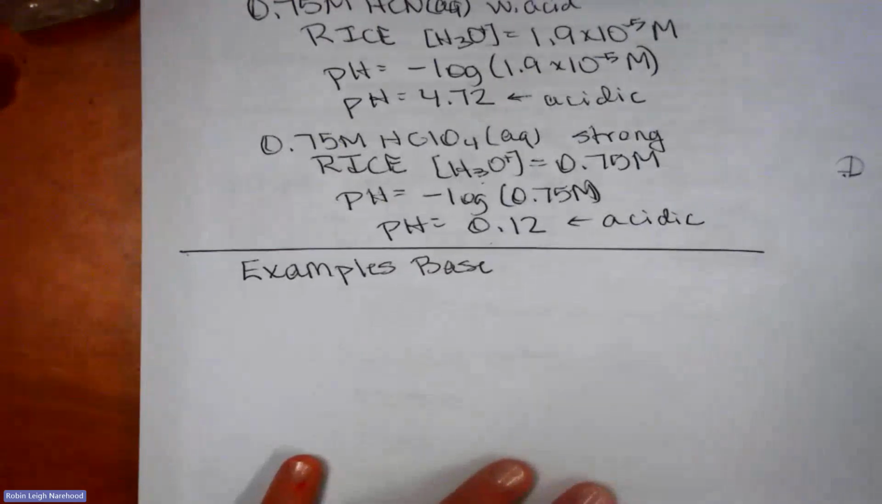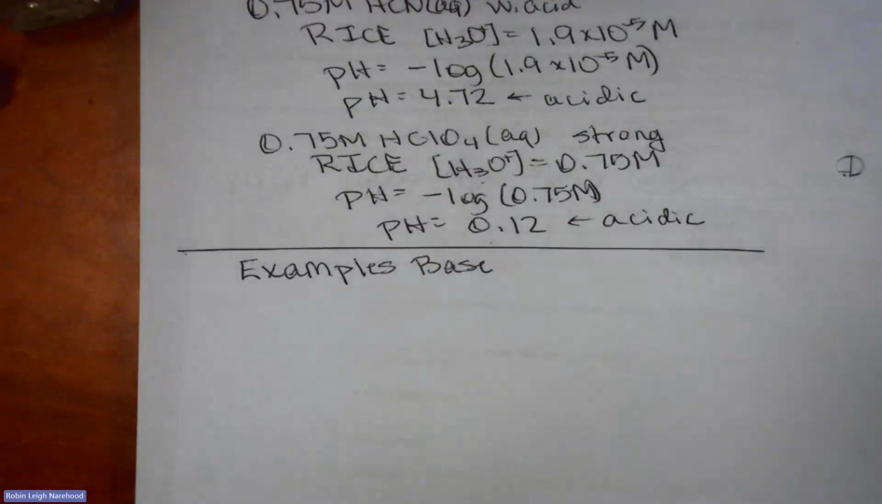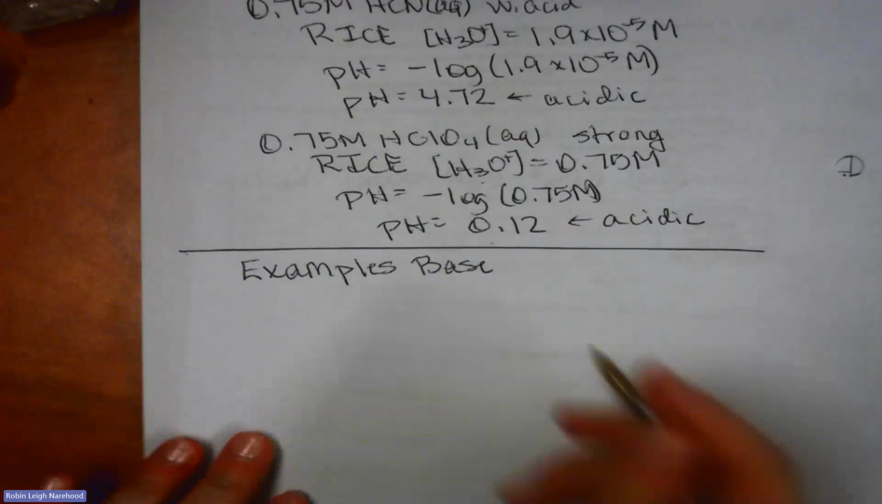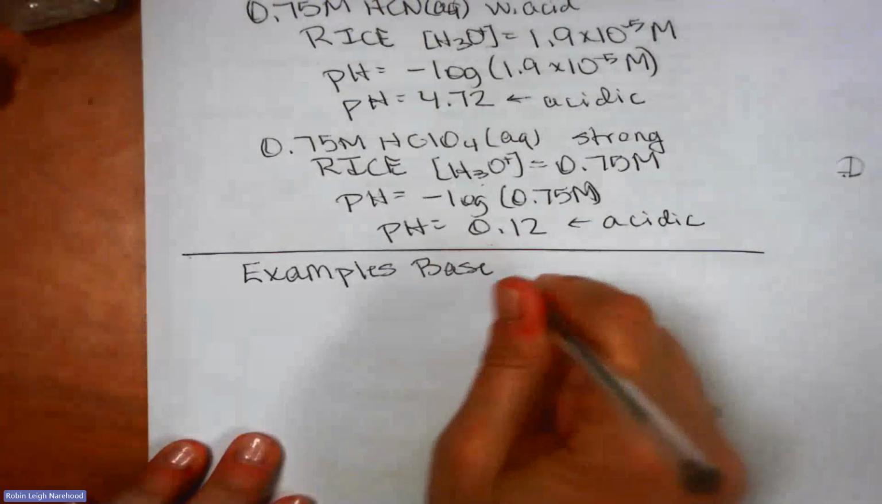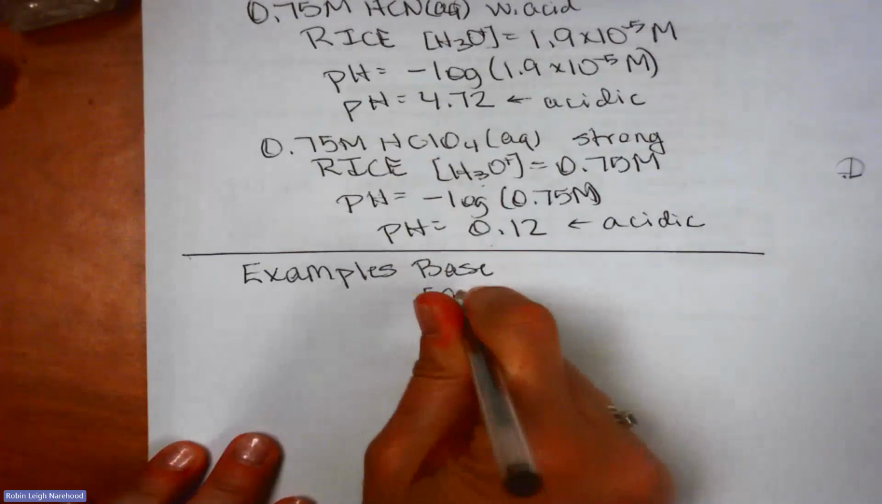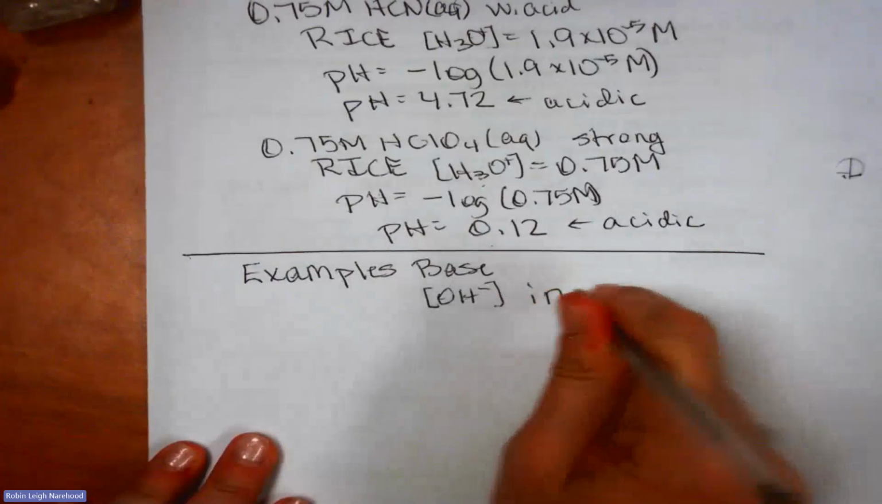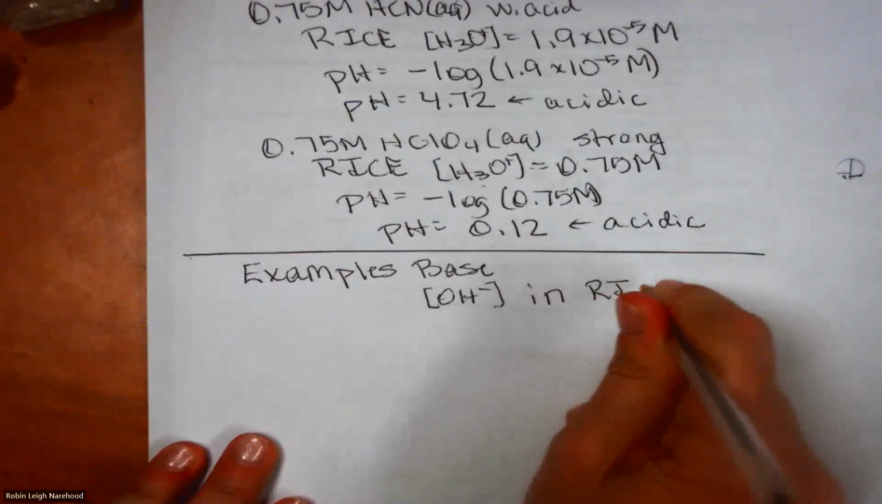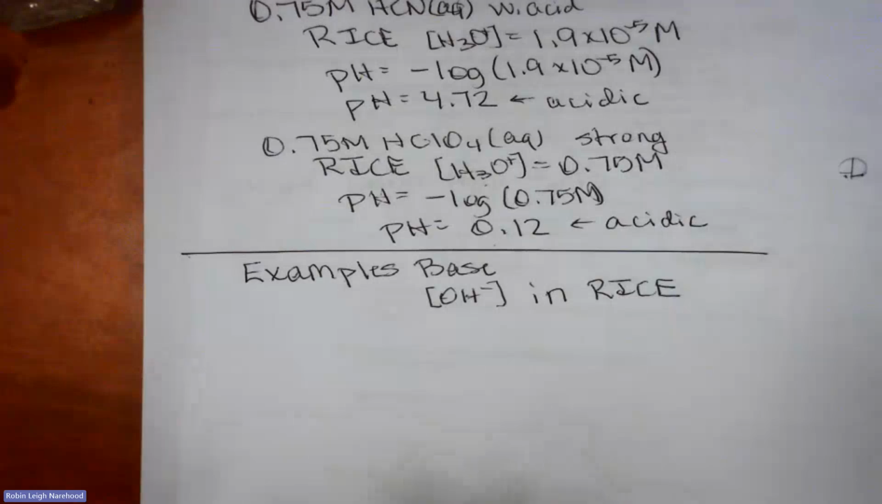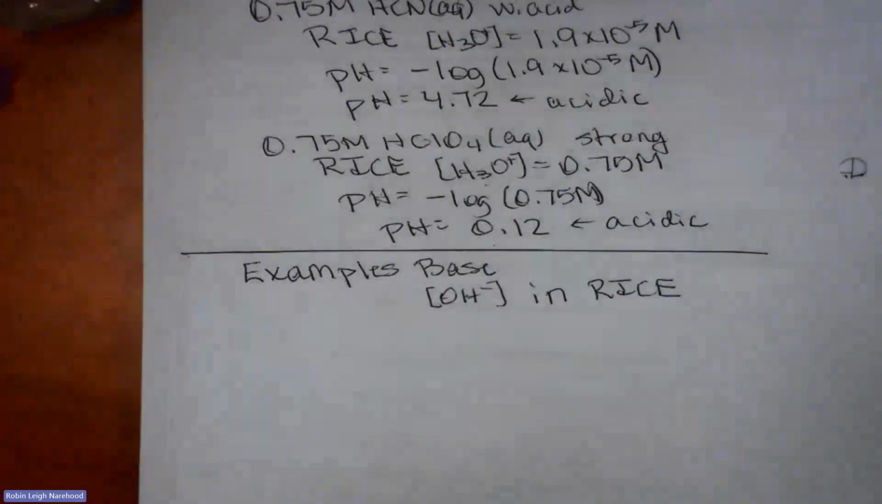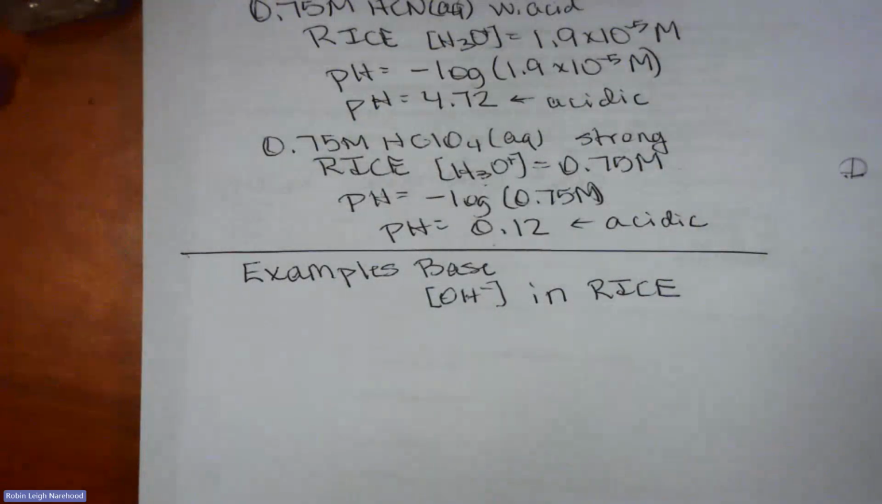So for the base, there is one additional step that we have to do to get to pH. You want to separate them from the acid and label everything very clearly. For the bases, you're going to have hydroxide. You're going to get that information from the RICE chart. So hydroxide is one of your products, and you should have done a chart, which we have done a lot of them, where you get hydroxide. But that is not hydronium, that's hydroxide.